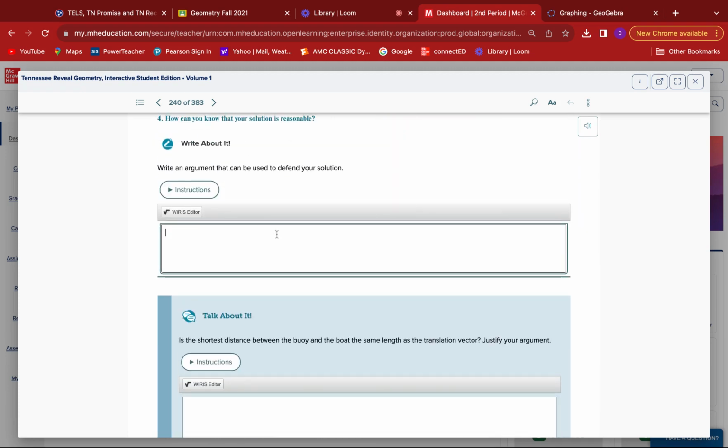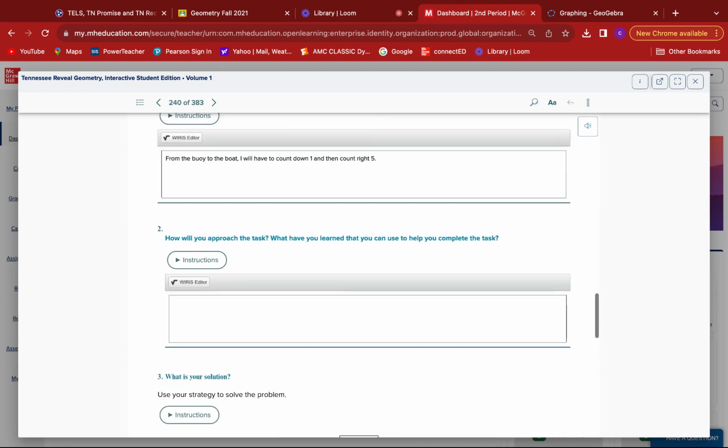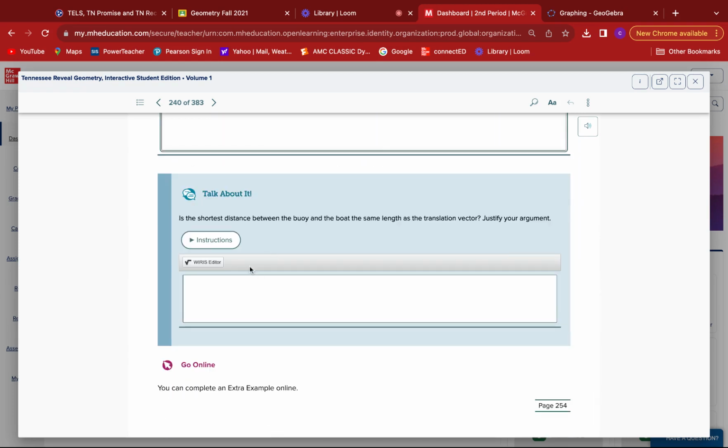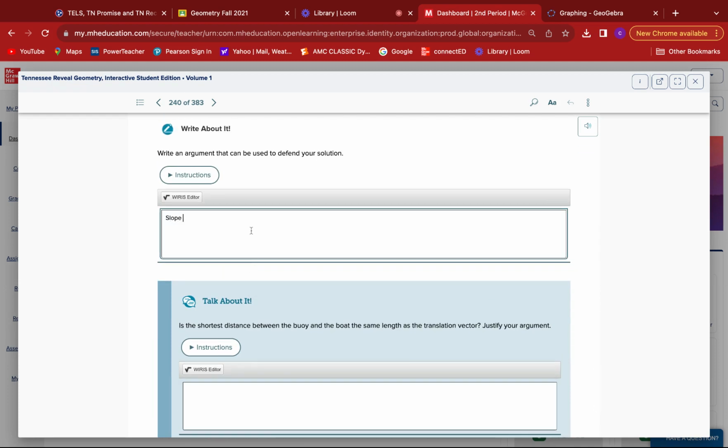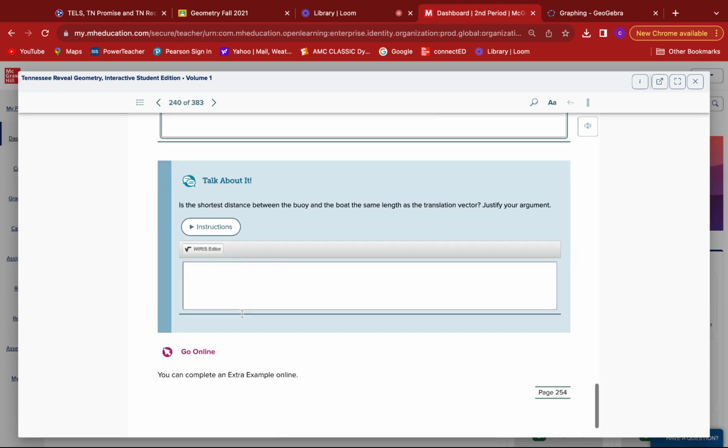An argument that can be used to defend your solution. Slope, maybe? Slope is the same type of thing, so I am completing a change in the y, then a change in the x value. I don't know if that's what they want, but this makes sense to me. All right, there's another version online or another example if you want to.